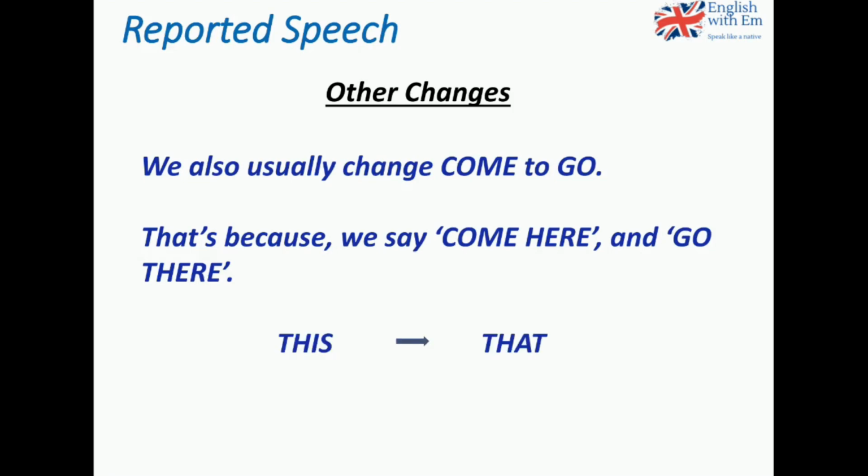This becomes that, and these become those. Now, this is because this and these are objects that are here, they are close to us. And that and those are objects that are there or far away from us. So as the location changes, we need to also make these changes in reported speech.